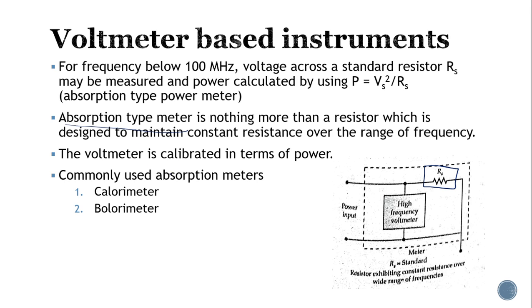These are more accurate meters, but the one thing that you have to note is that the resistor which you are placing over here should not change according to the change in the frequency. It should be maintained constant throughout the range of the frequency, and you can find out the power in terms of the voltage. There are two types of absorption type meters: the calorimeter and the bolometer.